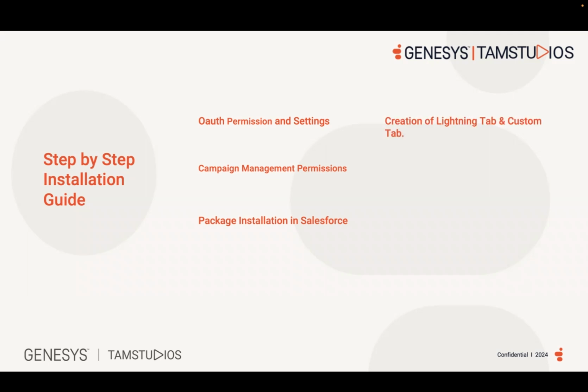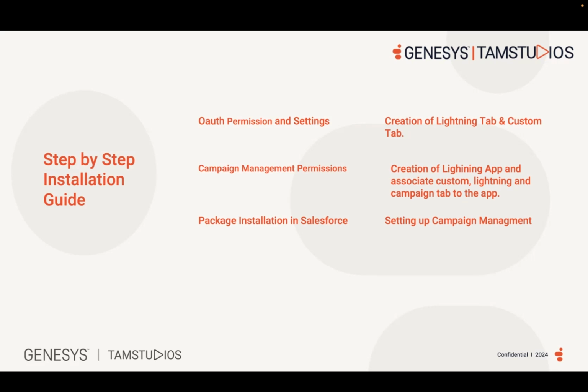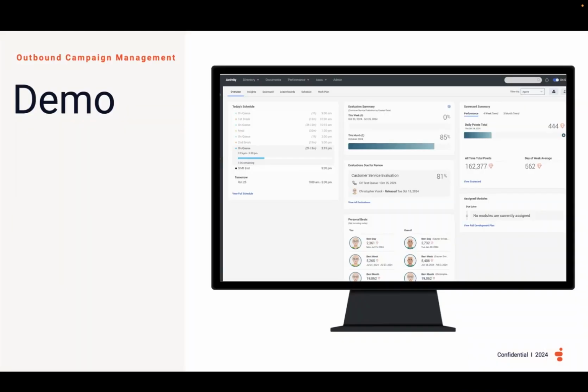After installing the package, we create a couple of custom tabs and Lightning tabs. And then we create a Lightning app called Campaign Management, and we associate those custom tabs and Lightning tabs to the Campaign Management app. After that, we start setting up the campaign management. All the steps that are required for campaign management in CX Cloud can be found by clicking on the link below. This was just a brief explanation of how campaign management works in CX Cloud. Now let's look at the demo environment and see it in action.